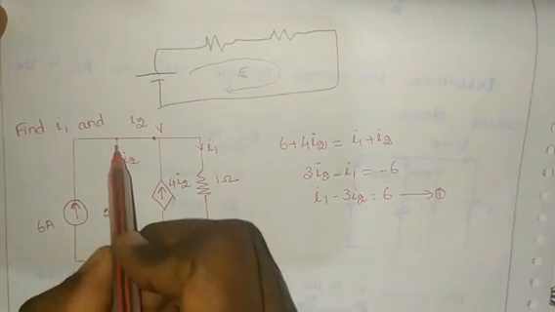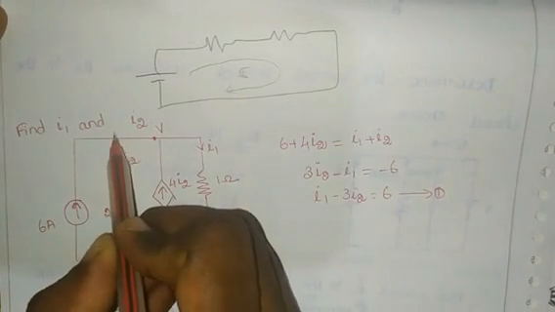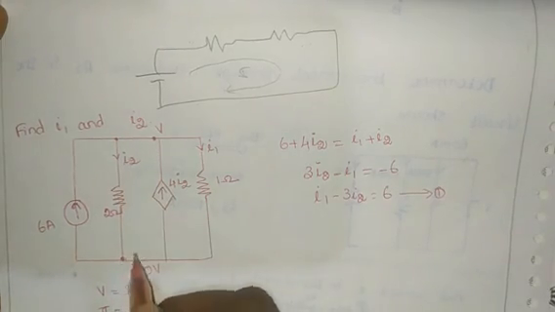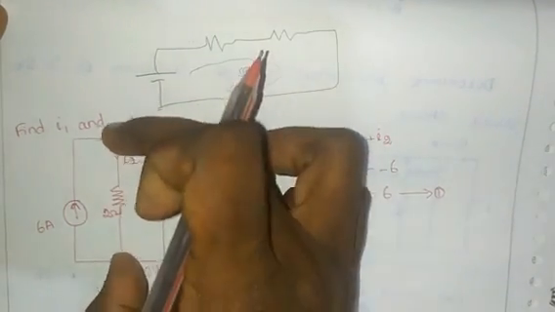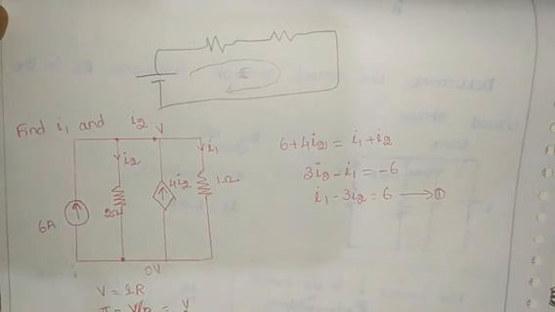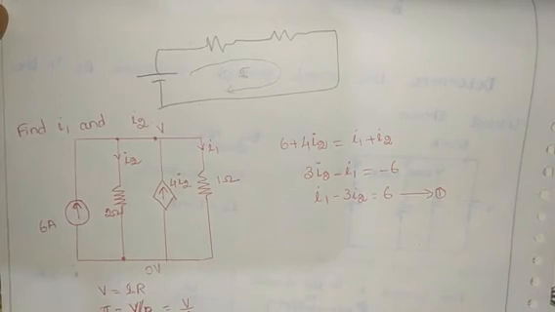So what is the potential at this terminal? At this terminal, the potential is V volt, and at this terminal the potential is 0 volt. So what is the potential difference? V minus 0, that is V itself. So V divided by 2, that is current I1. So what is current I2? Same, V divided by R, that is V divided by the 1 ohm resistor.